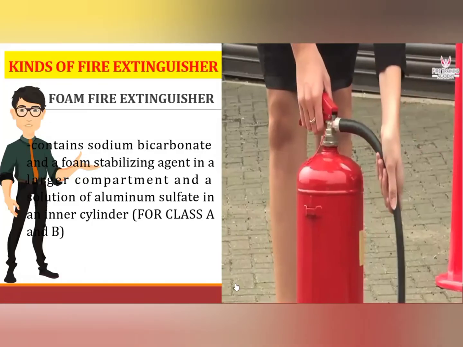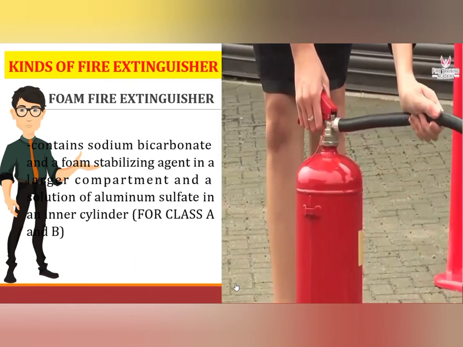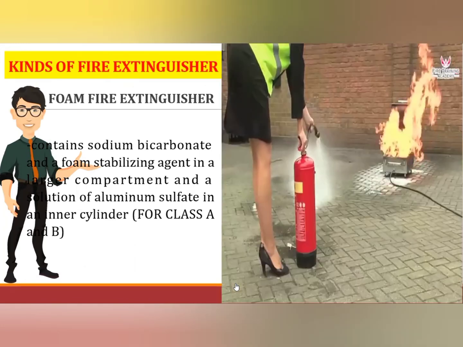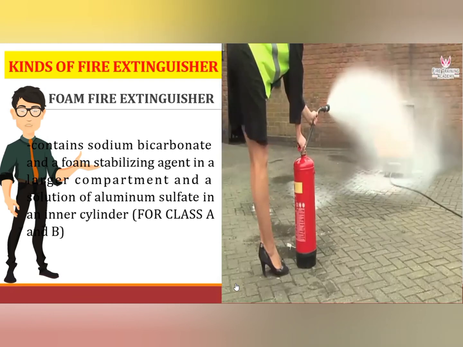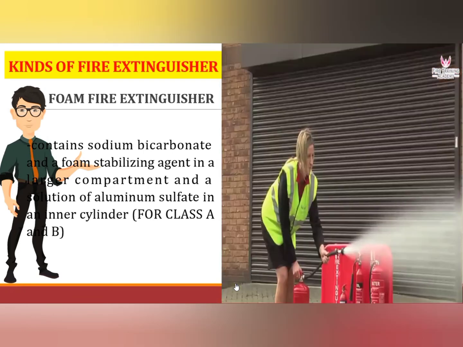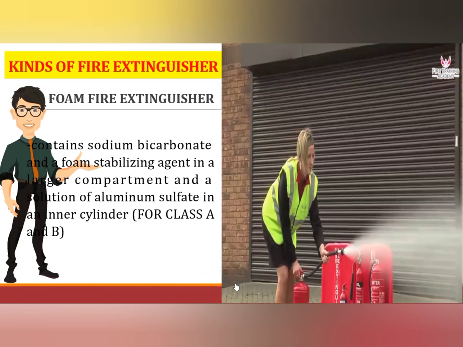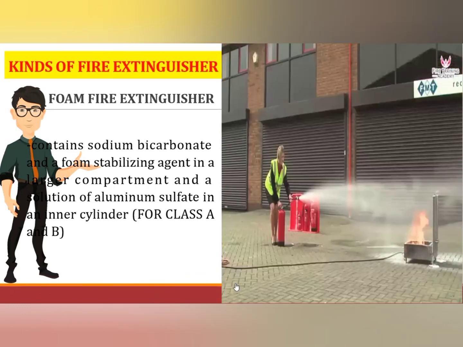Hold the handle and the discharge hose. Test the extinguisher to check if it works. When using a foam extinguisher on a flammable liquid fire, you do not aim at the base of the fire. You aim at the back edge of the fire and allow the foam to form a blanket over the fire.